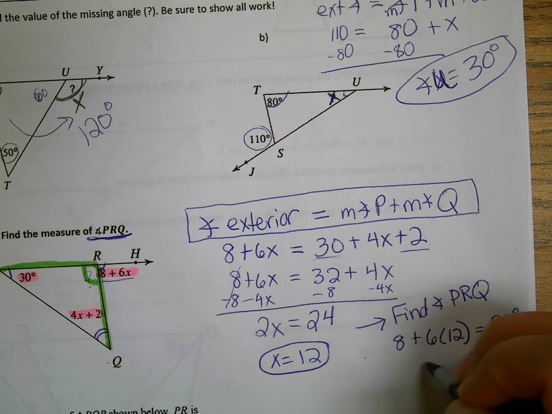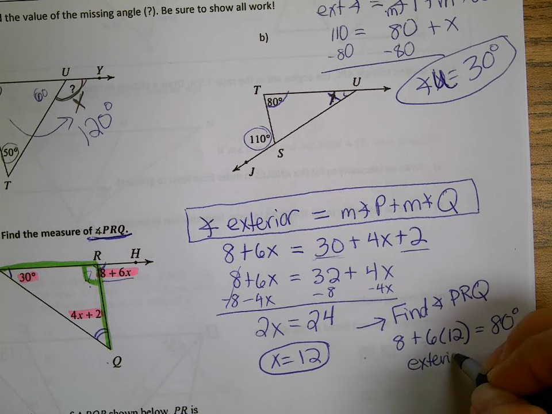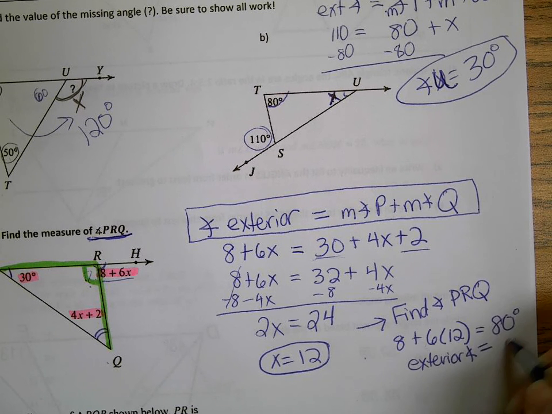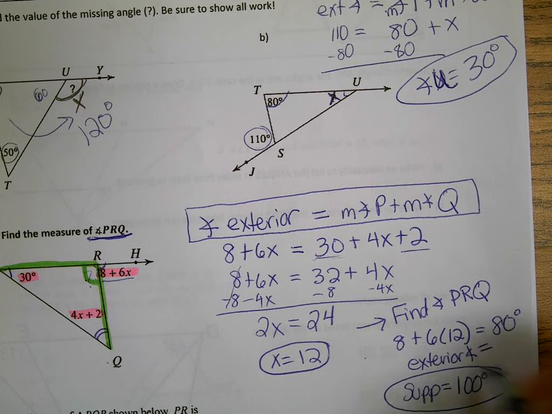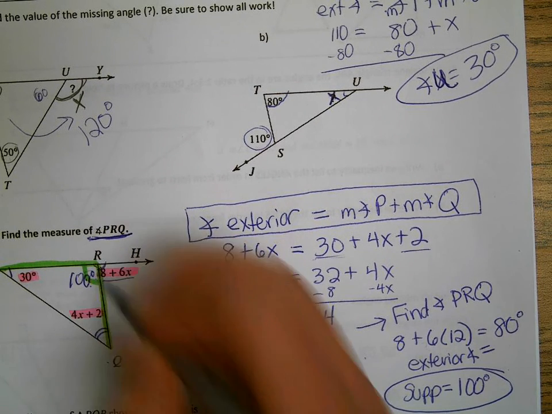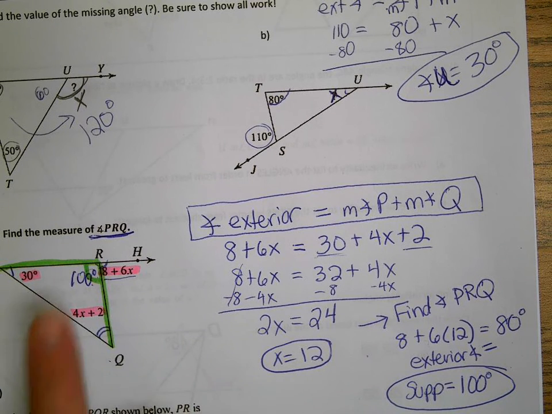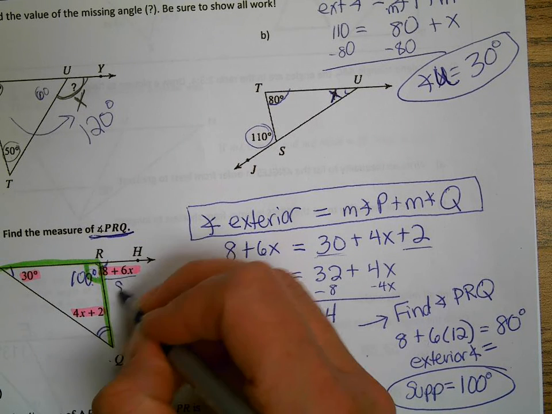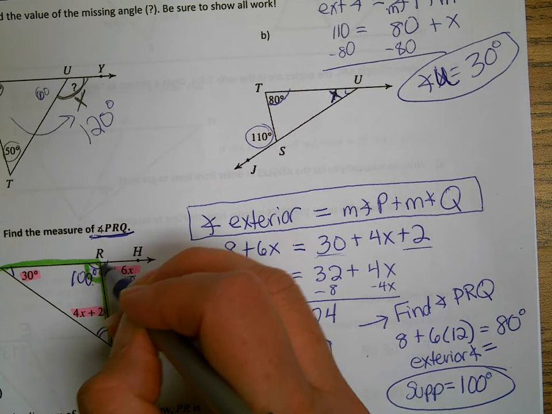So if our exterior angle equals 80, then its supplement equals 100 degrees. So we're going to have 100 degrees in here for that angle because these two angles together add to 180.